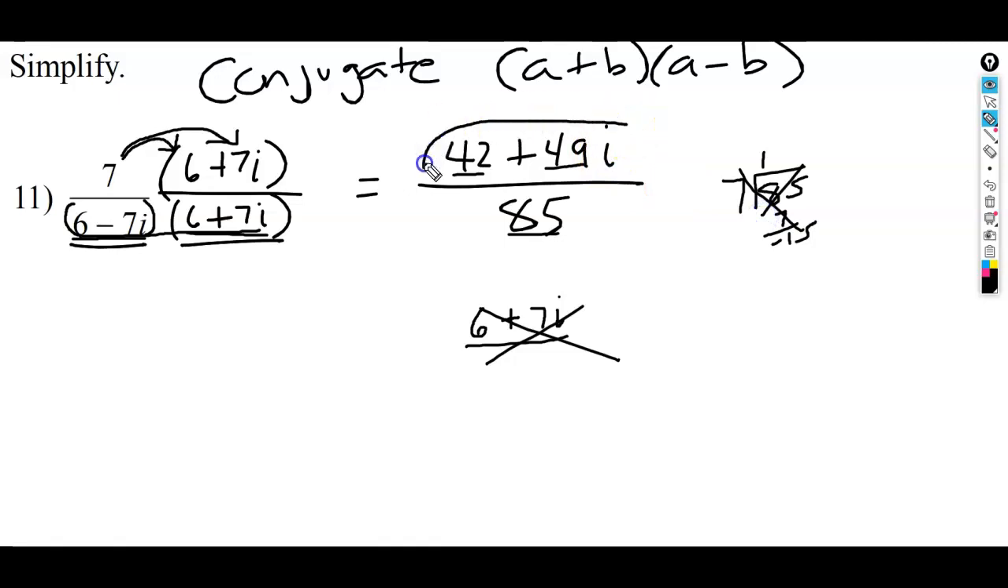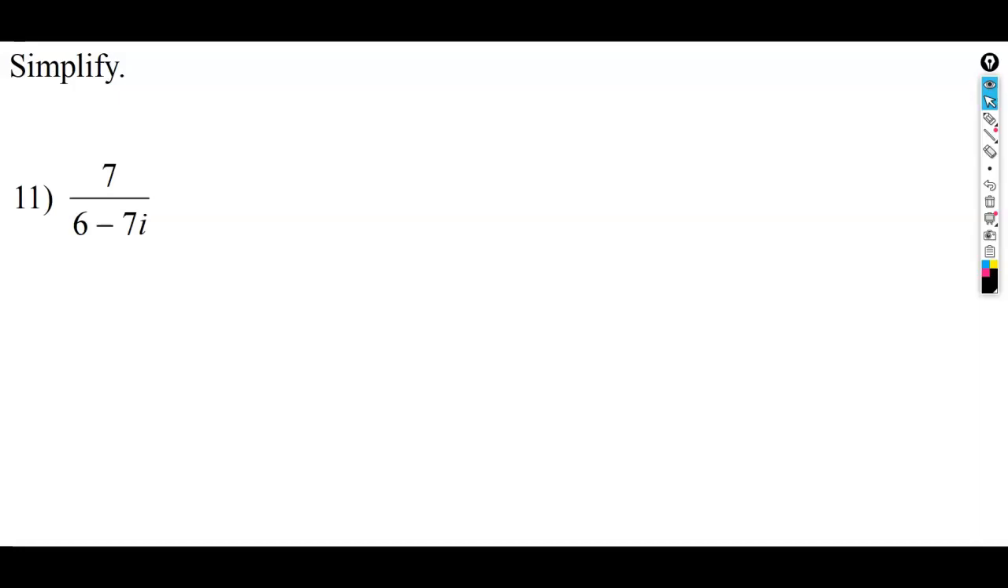But what you do want to do is try to reduce it if possible. In this case, there's no common factors. You can't divide something into all three of these. We're done. Let's continue.